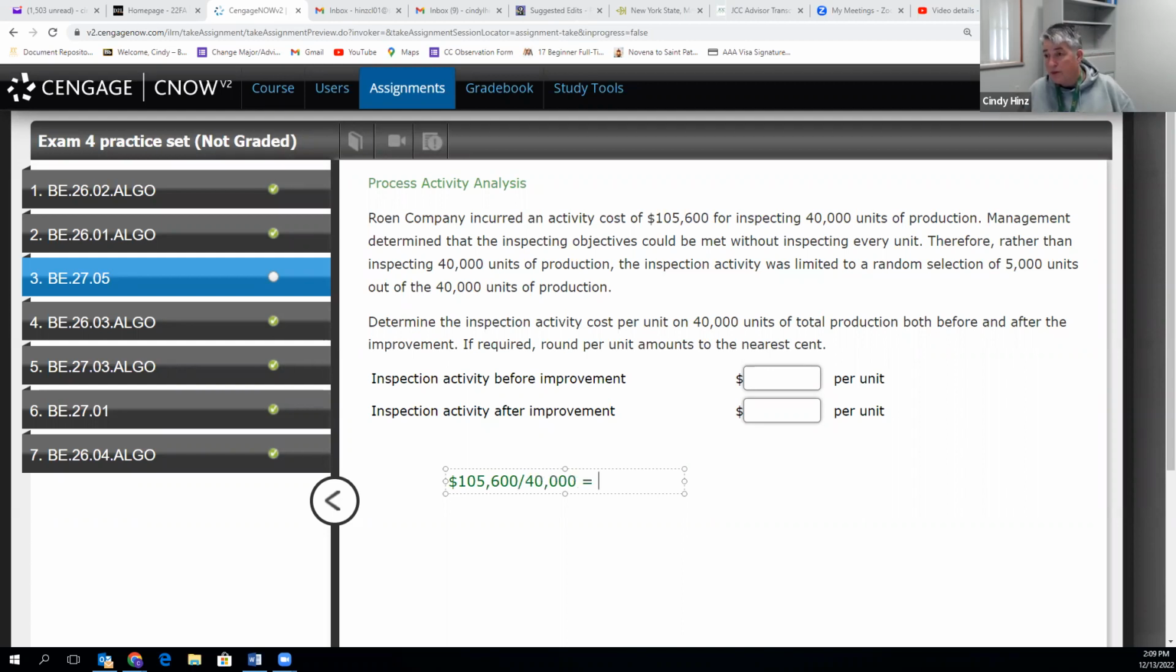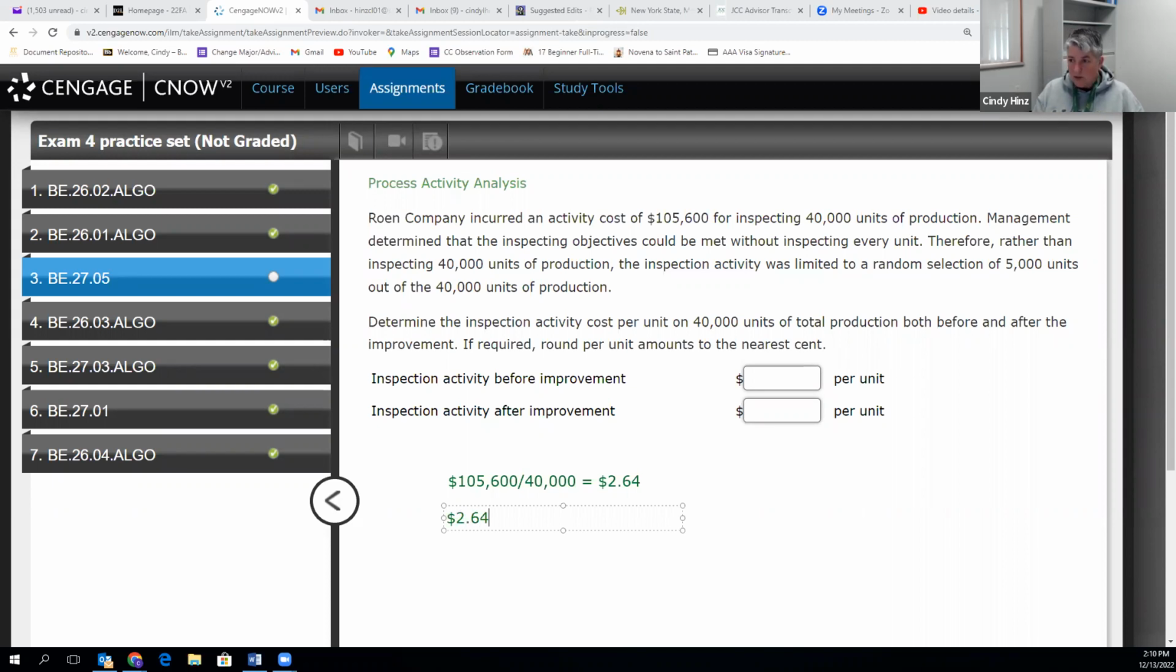Now, I'm sure that some of those costs are variable, but I would also expect that maybe some of those costs are fixed. And if they are truly fixed, we're taking the same costs and dividing them over a smaller number of units. But for the sake of this exercise, even though it does not say, we will assume that these are completely variable costs. Based on the data provided, $105,600 spread over 40,000 units is an average cost of $2.64 per unit.